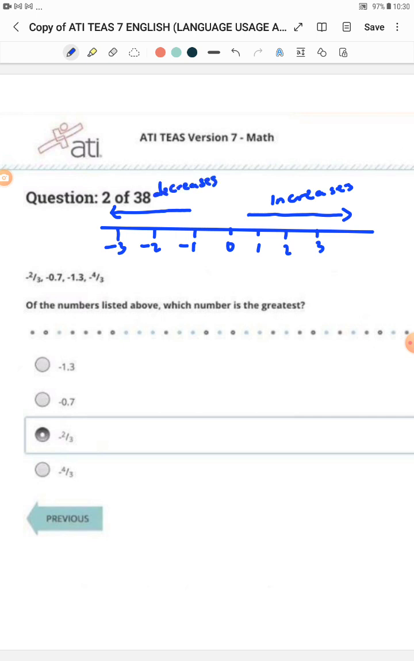So in other words, for positive numbers, the higher the number, the bigger its value. But for negative numbers, the higher the number, the smaller its value. For example, we can say 2 is greater than 1. That's for positive numbers. But for negative numbers, -2 is definitely less than -1.